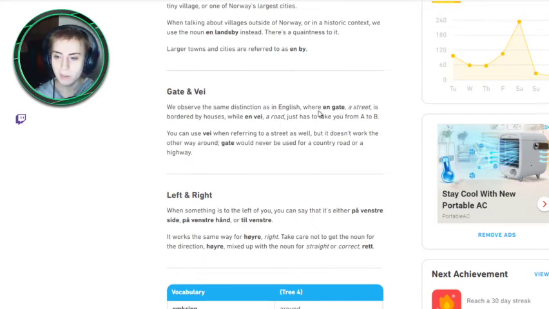And gata is street, and vai is a road. Just like in English, we have different words for different kinds of roads. I actually didn't know this until recently on a TikTok. Someone was talking about a boulevard is a wide road surrounded by buildings. A street is a road surrounded by houses, and all the different words for roads actually have their own meaning. I was like, whoa, mind blown.